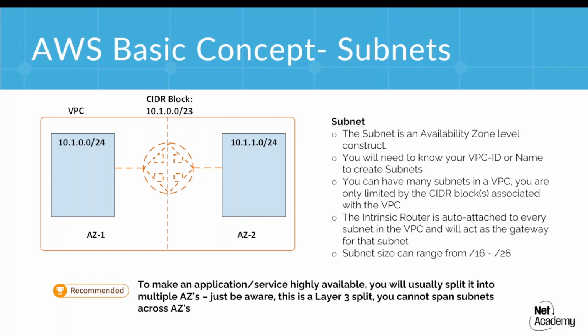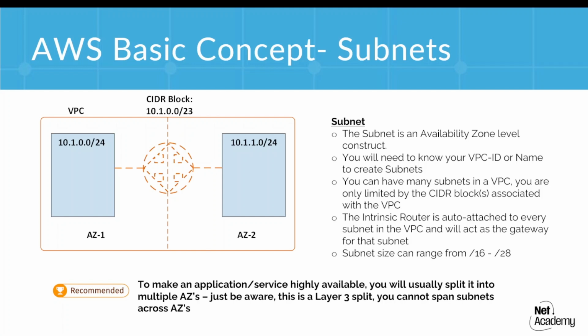Creating it is very simple. You're just going to need to know your VPC identifier or name, and you're going to have to know your CIDR block and what IP range you want associated with it. You can have a lot of subnets in a VPC. You're just limited by the amount of IP space in that CIDR block to break them up. And we'll go through an example in a few minutes on what that might look like.